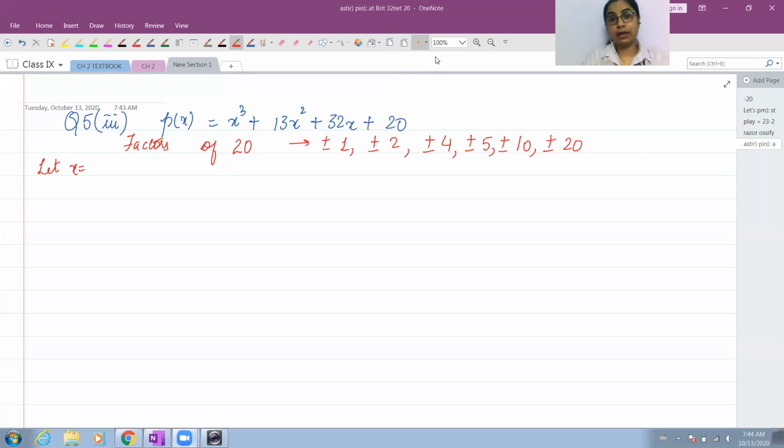So try negative values. Try all the negative values. You could start with -1. -1 if substituted will make it -1 plus 13 minus 32 plus 20. I think this helps. So I'm going to take x as -1.